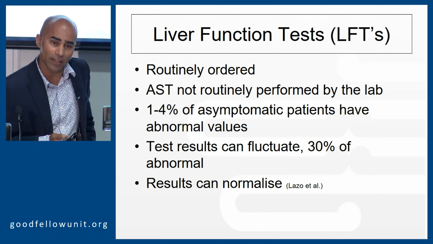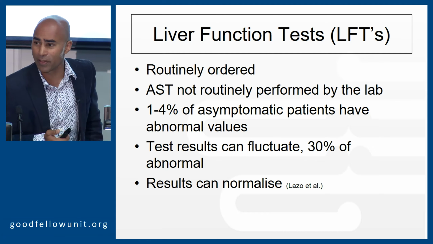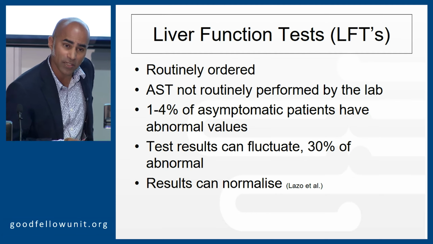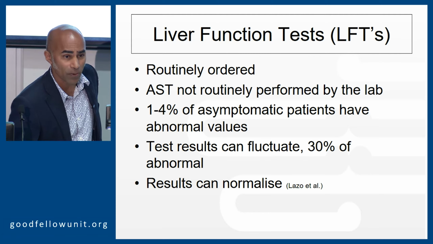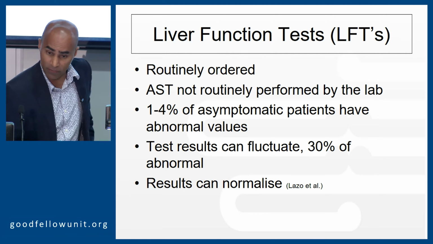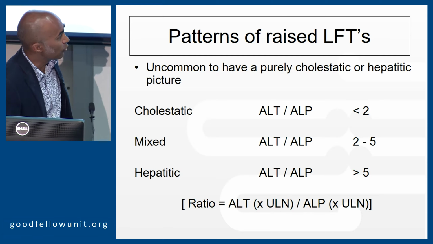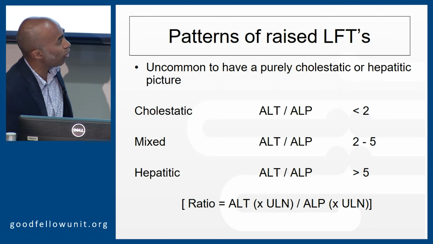So I think rather than getting too excited with some mildly abnormal liver chemistry, taking a good history, making sure there are no concerns, and then potentially repeating those liver function tests later on is a reasonable strategy unless you've got reasons to be concerned. Looking at the patterns, we've talked about this already with the cases, so we try and break it up.